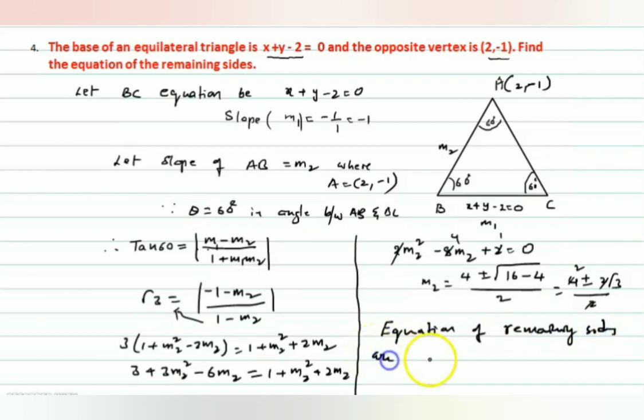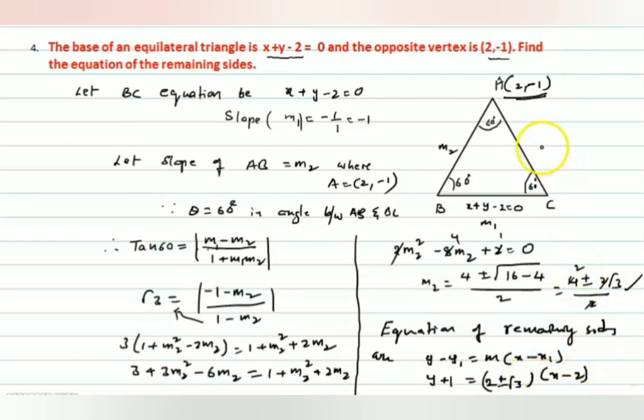Therefore, the equation of the remaining sides is y minus y1 is equal to m into x minus x1, where m is nothing but m2. So I can write y plus 1 is equal to m into x minus 2. I know the point, I need the slope, and the slope is calculated. Therefore, this is 2 plus or minus root 3 into x minus 2. 2 plus root 3 gives the equation of AB, and 2 minus root 3 gives the equation of AC. However, you can consider one equation as AB and the other as AC.